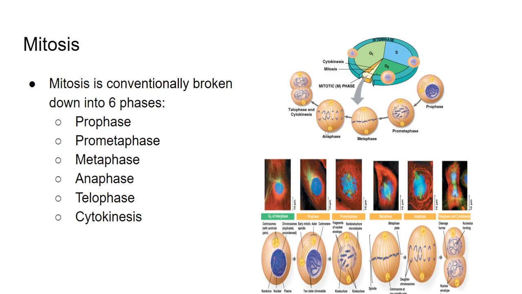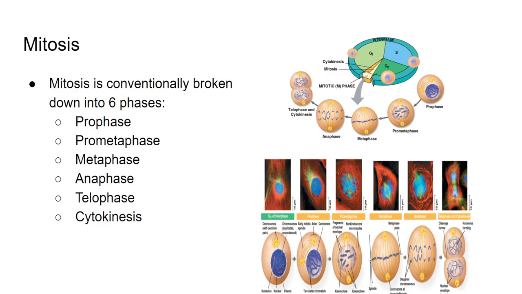Anaphase, remember we had one centrosome on one side of the cell and another centrosome on another side of the cell. They're both going to depolymerize and basically pull each sister chromatid away from one another. So now we have an equal set of chromosomes on one side of the cell and an equal set of chromosomes on the other side of the cell. And we're finally going to get to telophase and cytokinesis.